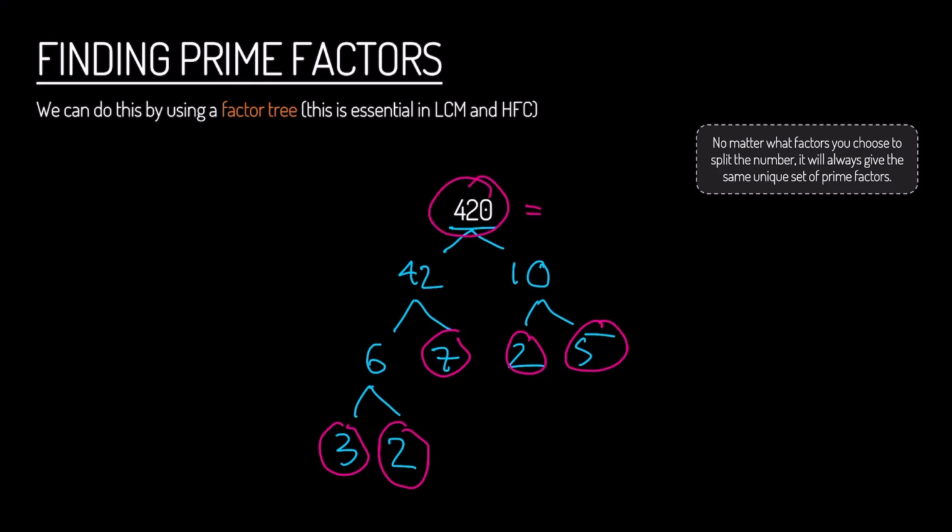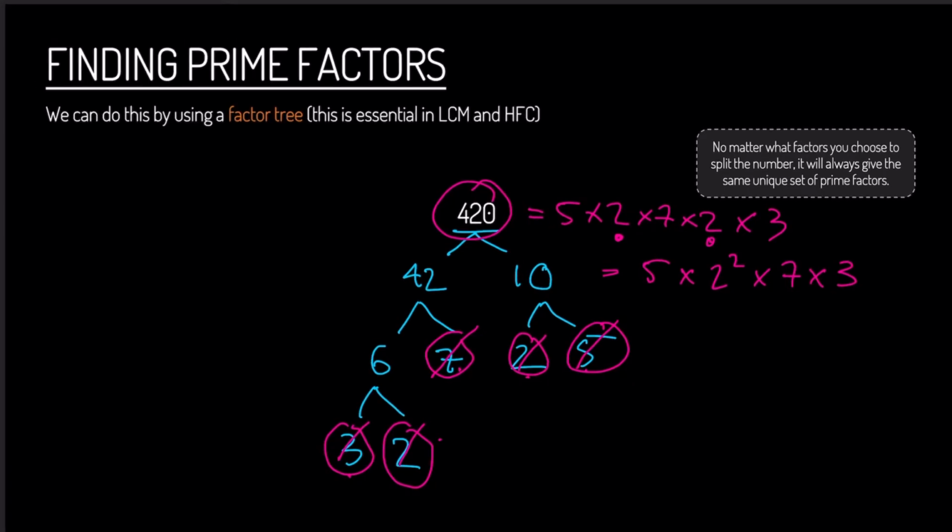420 is going to be equal to all of these numbers times by each other. So we've got 5 times 2 times 7 times 2 times 3. It's good practice to put this into index form, so that's going to be 5. We've got 2 2s, so that'll be times 2 to the power of 2, 1 7 and 1 3. And that would be our answer.